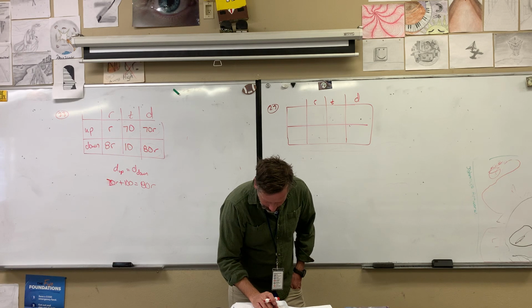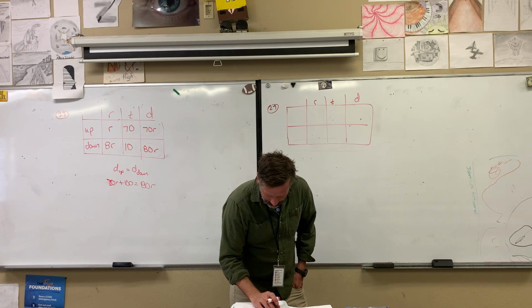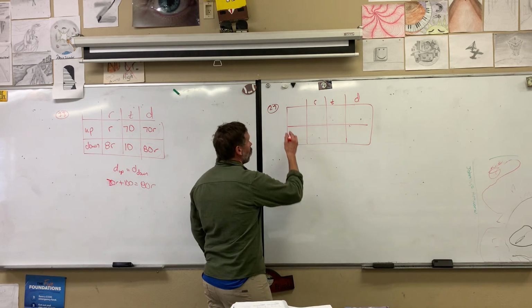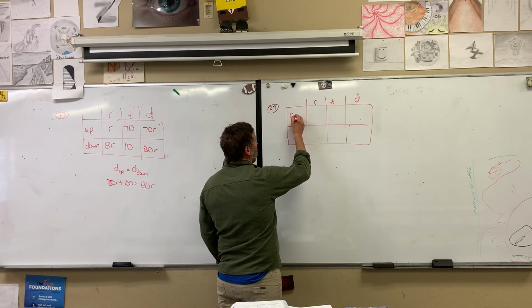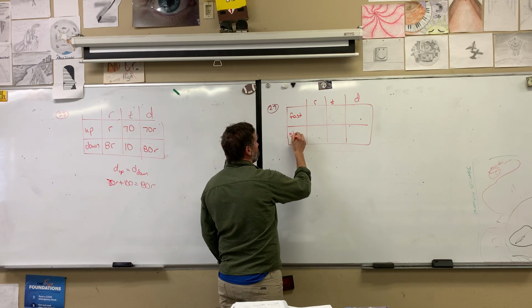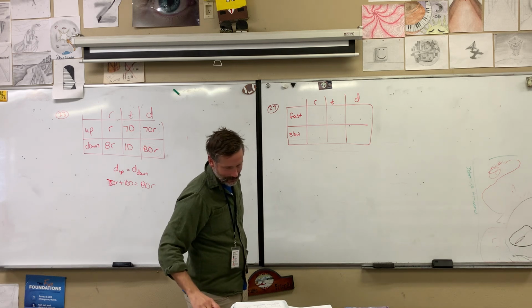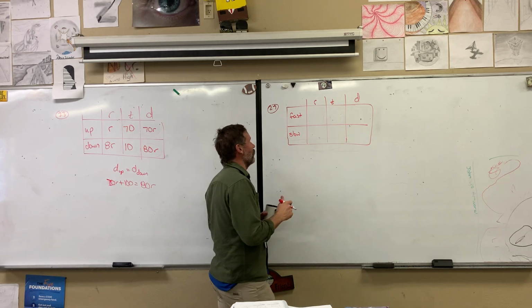One car travels 190, the other car travels 195. So you have 2 different cars. Maybe we just define it as a fast car and a slow car.